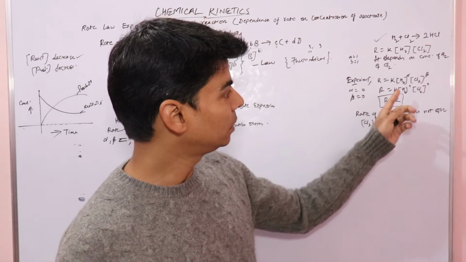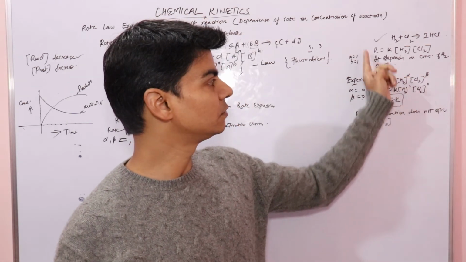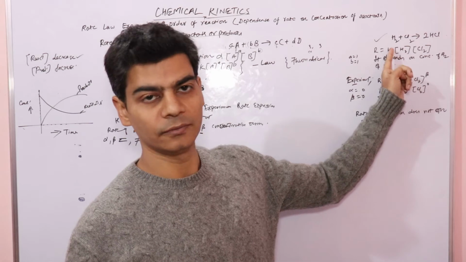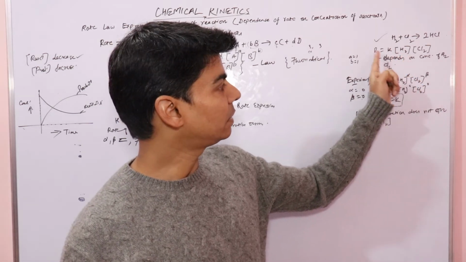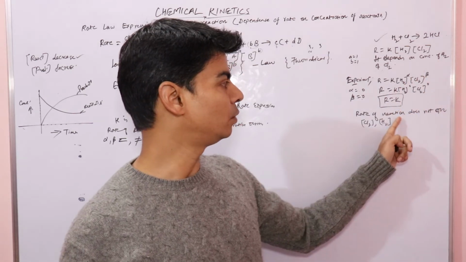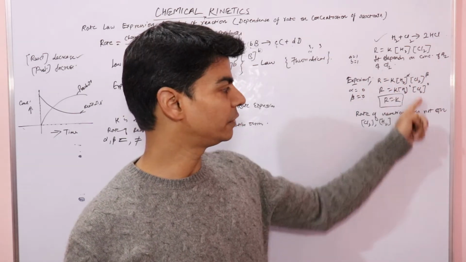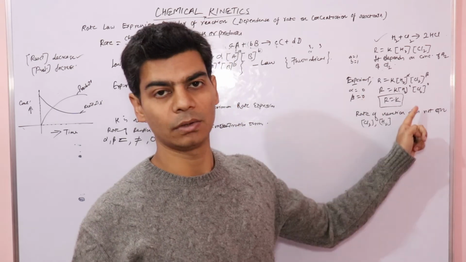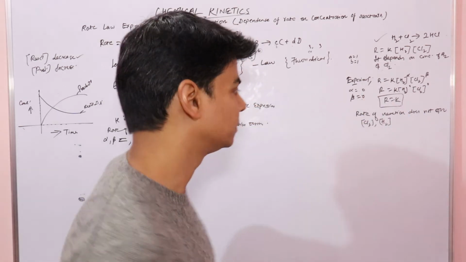So we found that as per law of mass action, which is theoretical, it tells us that rate of reaction depends on concentration of hydrogen and chlorine, but actually we found that rate of reaction does not depend on the concentration of hydrogen and chlorine, right?